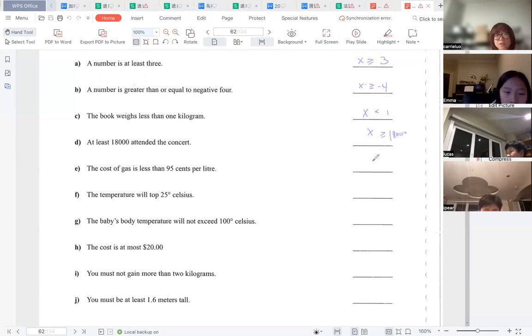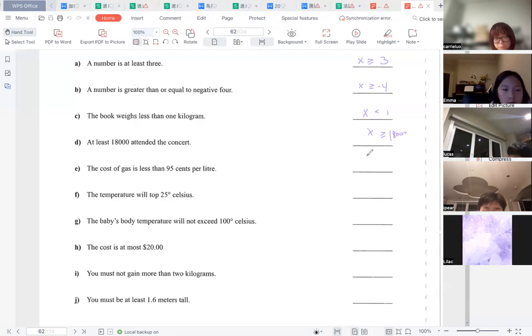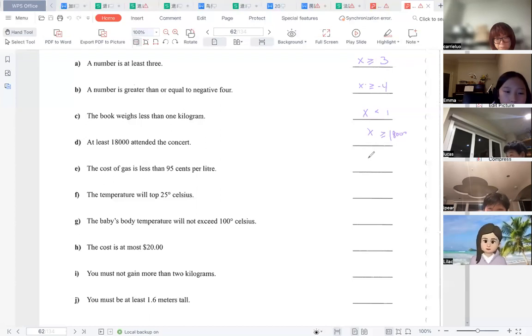The cost of gas is less than 95 cents per liter. Lilac 又掉出去了 Emma. Number E, right? Yeah, number E. Okay. X is less than 95. X is less than 95. Very good. Okay, number F.